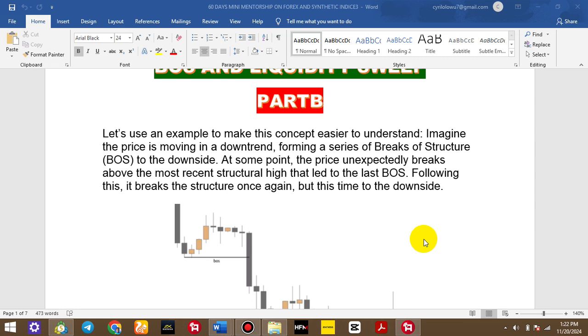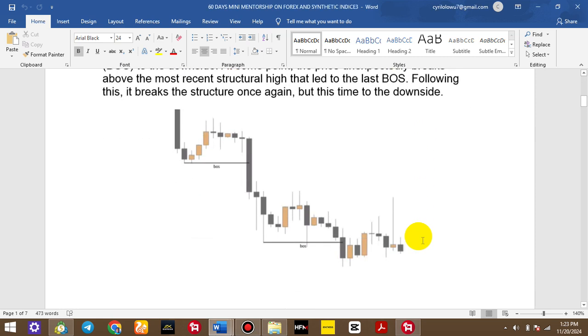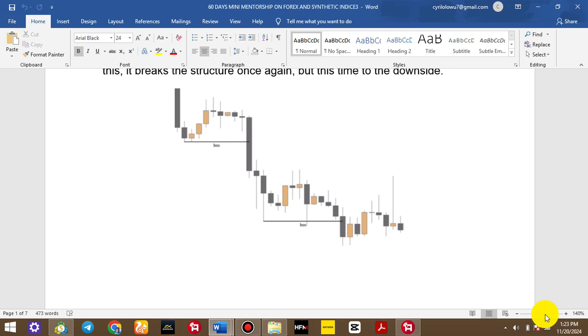Imagine the price is moving in a downtrend, forming a series of breaks of structure to the downside. But at some point, the price unexpectedly breaks above the most recent structural high that led to the last BOS. Following this, it breaks the structure once again, but this time to the downside. Now, the illustration might not be too clear, so let's get to the chart so that you see what this means. Let me zoom out a bit.